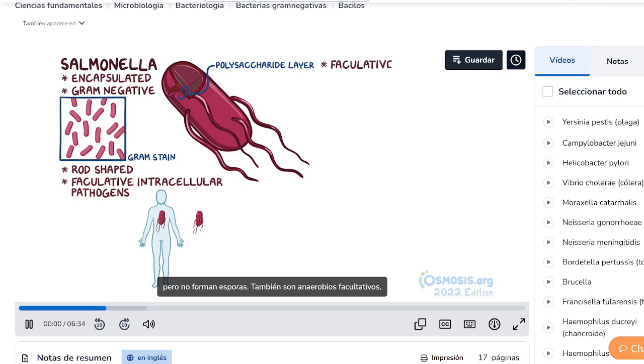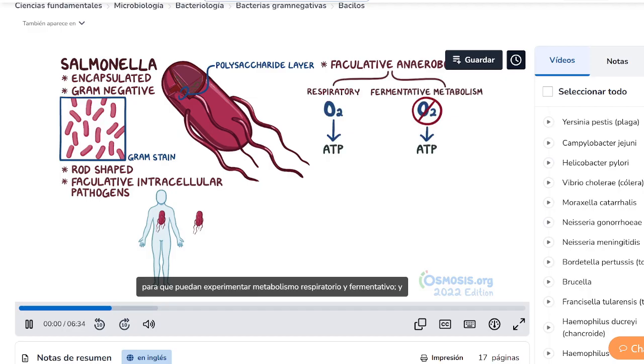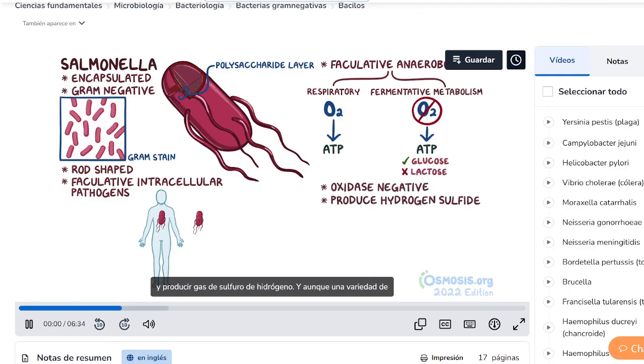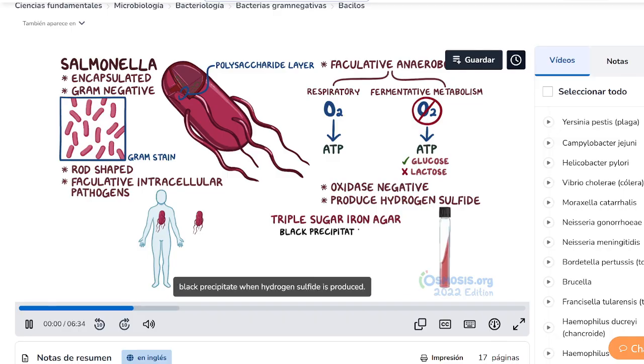They're also facultative anaerobes, so they can undergo respiratory and fermentative metabolism. And they can ferment glucose but not lactose. They're oxidase negative and produce hydrogen sulfide gas. And while a variety of media can be used to selectively identify Salmonella, among them is triple sugar iron agar, which produces a black precipitate when hydrogen sulfide is produced.